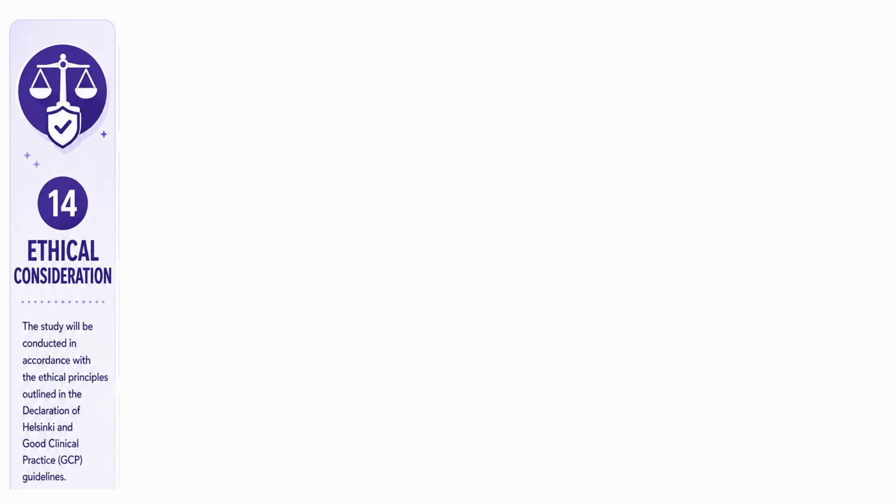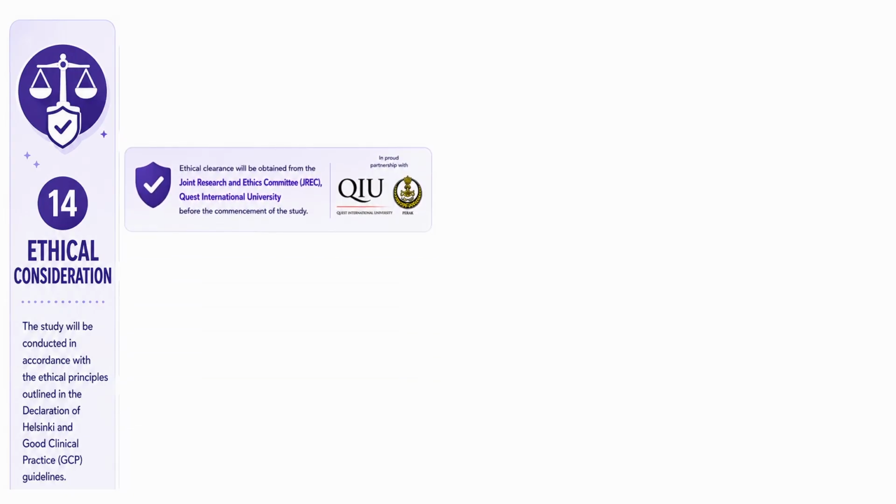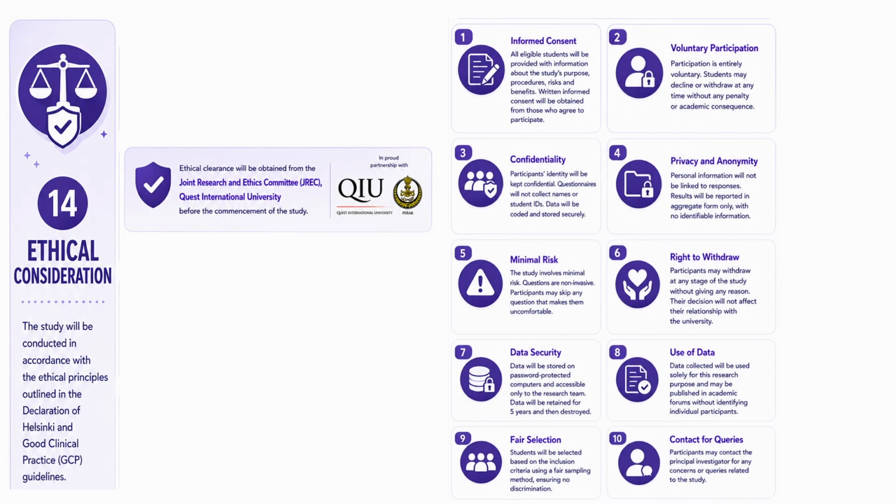Ethical consideration. Ethical clearance should be obtained from the Institutional Ethical Clearance Committee. In Quest International University, there is a committee known as the Joint Research and Ethics Committee. After preparing the proposal, the researcher needs to get ethical clearance from the committee. These are the components to be checked before sending for ethical clearance.